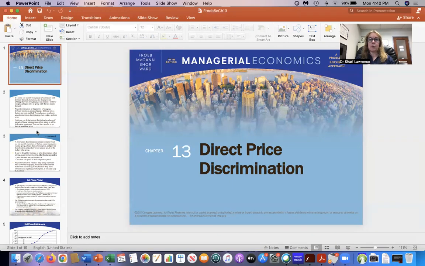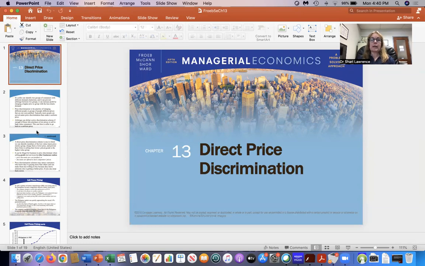All right, so here's what's going on in chapter 13. We're talking about direct price discrimination. What that means is instead of a company just charging one price to all customers, a company will discriminate and charge different prices to different sets of consumers. Direct price discrimination is price discrimination when you can identify who the customers are. Basically, they are charging more to people who are willing to pay more. So let me give you some examples.